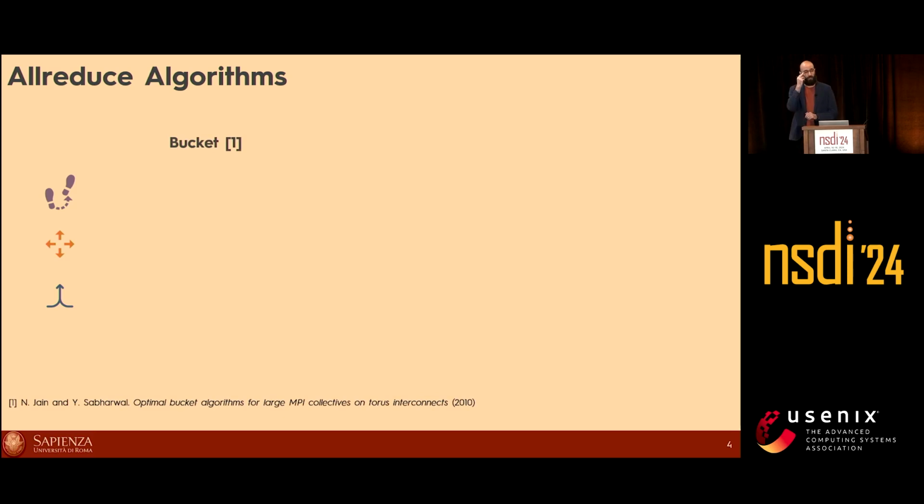Okay, so the first algorithm is what is called the bucket algorithm. This runs ring communications in each dimension separately. So you first communicate with all the nodes on the same row, then with all the nodes on the same column, and so on and so forth.